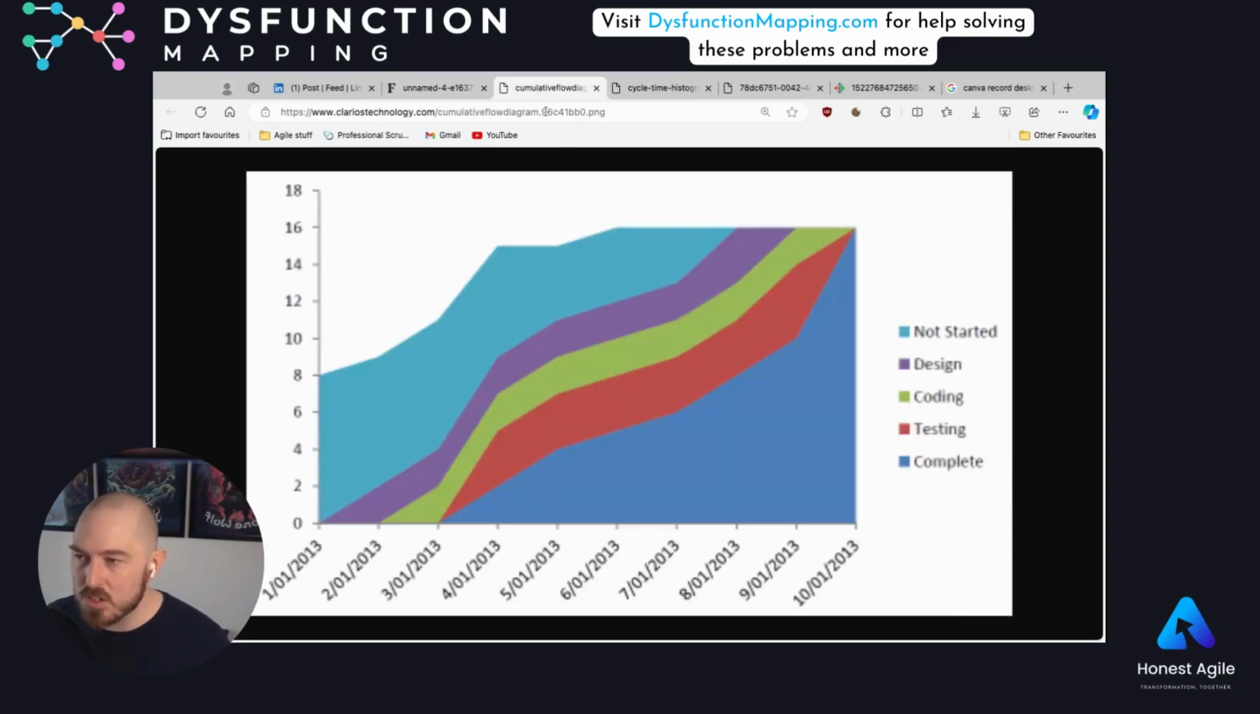And when we compare that to something like a cumulative flow diagram, this is a diagram that I use a lot. It's a graph that I really, really think most teams should be looking at a lot. And at a glance, you could be mistaken for thinking that these are very, very similar, right?